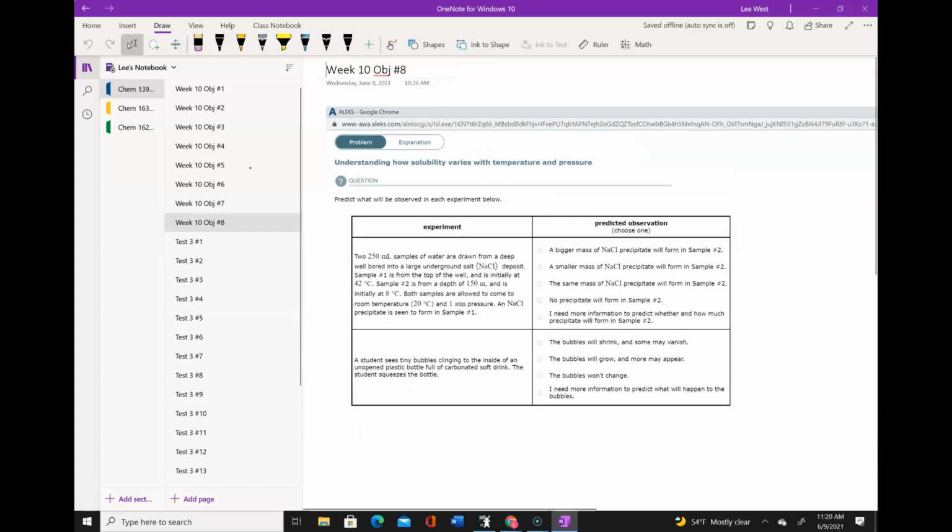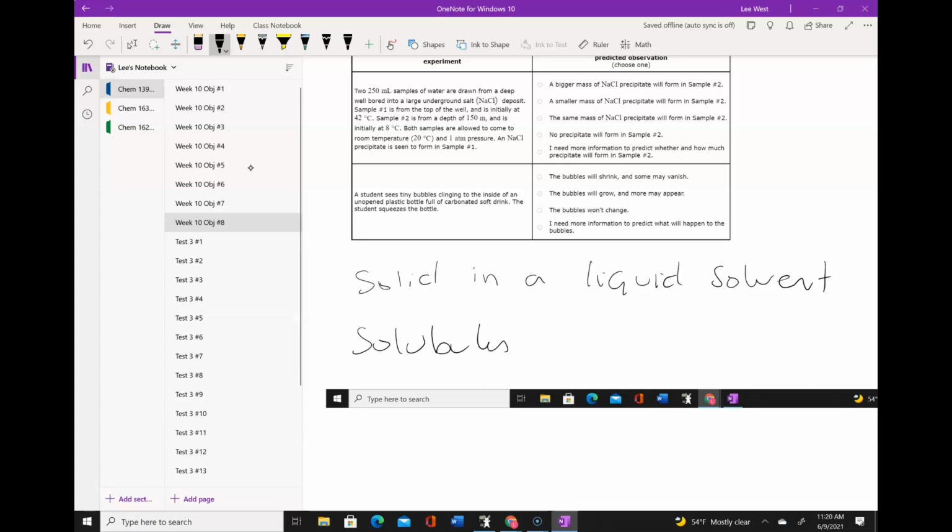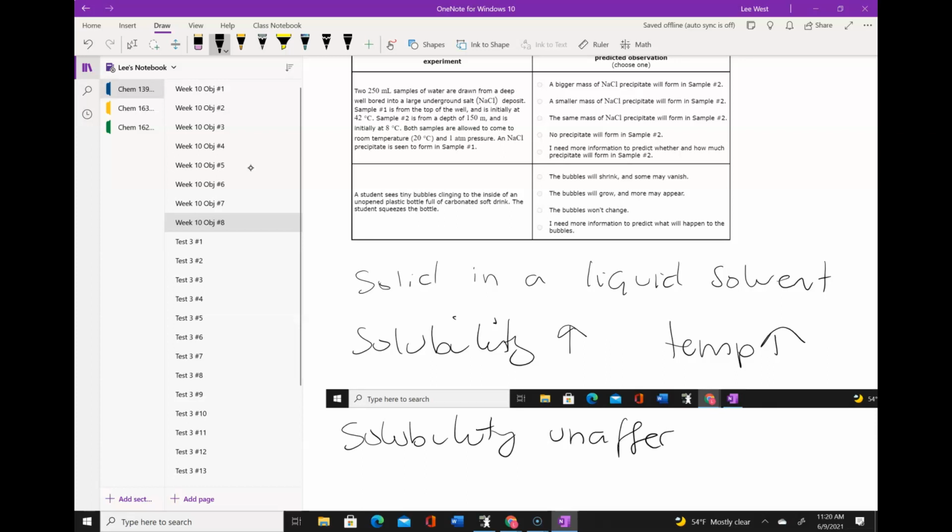Okay. So this question is about understanding how solubility varies with temperature and pressure. So if I think of a solid being dissolved in a liquid solvent, then solubility increases as temperature increases, and solubility is unaffected by pressure.